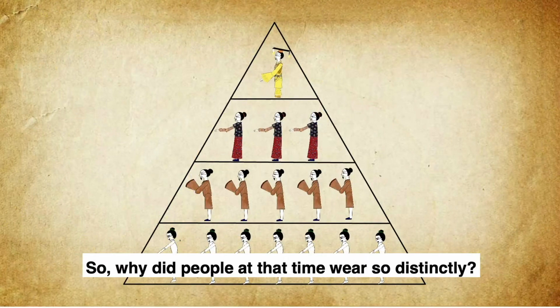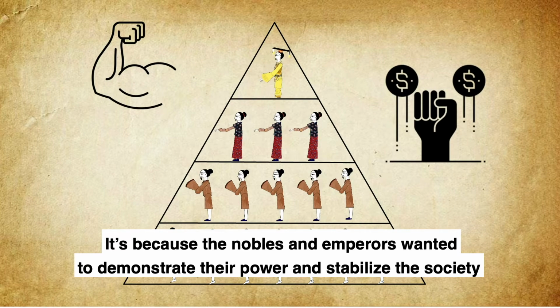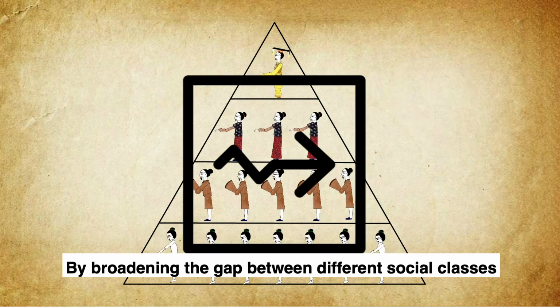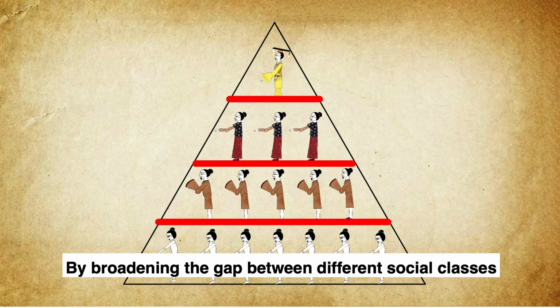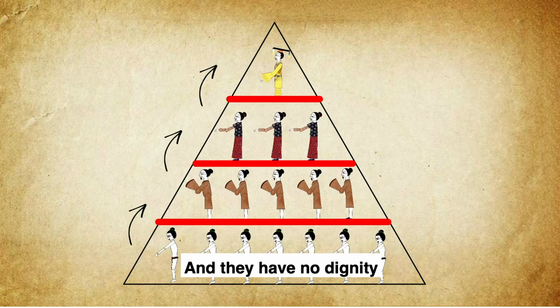So, why did people at that time dress so distinctly? It's because the nobles and emperors wanted to demonstrate their power and stabilize the society. By broadening the gaps between different social classes, it conveyed the message that the slaves were like the possession of the Lord and they had no dignity.